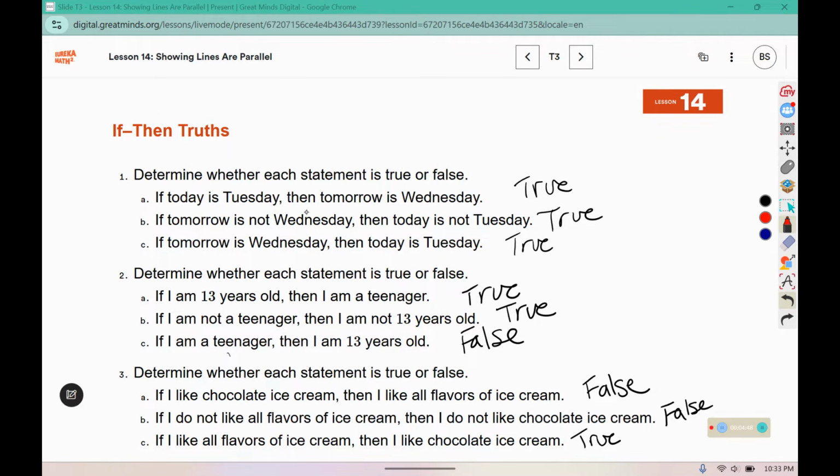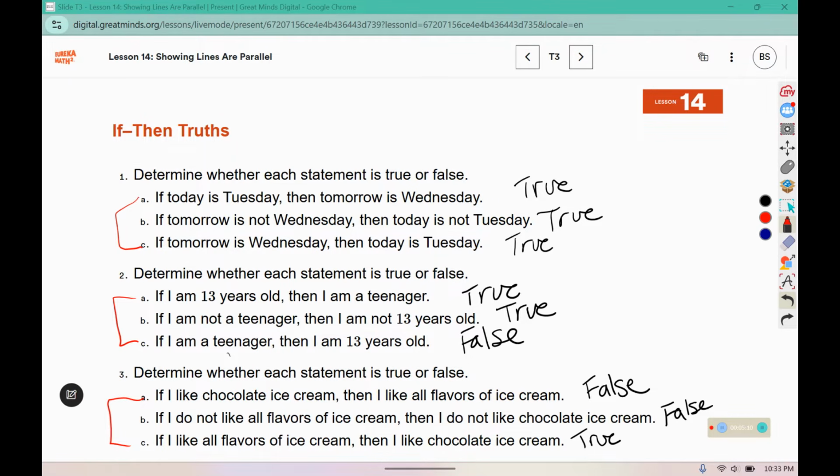Now, the converse is when we switch the order. So if today is Tuesday, then tomorrow is Wednesday. The converse would be if tomorrow is Wednesday, then today is Tuesday. They switch the order. Here I have, if I am 13 years old, then I am a teenager. If I am a teenager, then I am 13 years old. If I like chocolate ice cream, I like all flavors. And if I like all flavors, then I like chocolate ice cream.